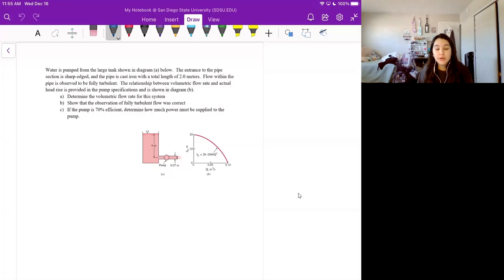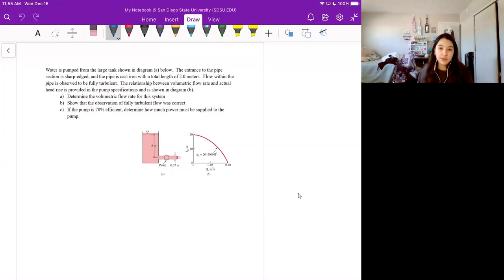The relationship between volumetric flow rate and the actual head rise is provided in the pump specifications and is shown in diagram B. So in part A, we have to determine the volumetric flow rate for the system. In part B, we have to show that the observation of fully turbulent flow was correct, and in part C, if the pump is 70% efficient, determine how much power must be supplied to the pump.